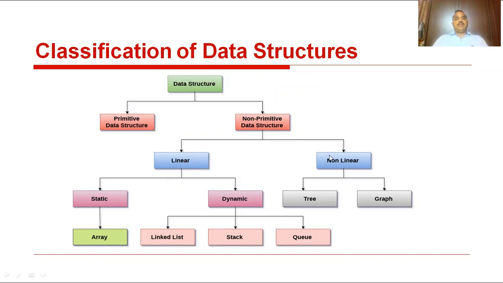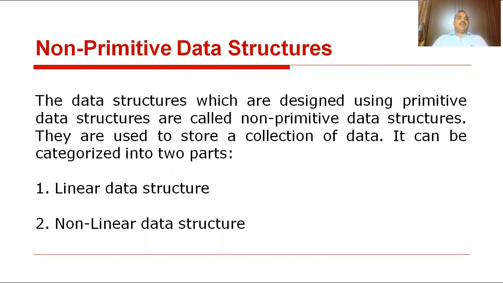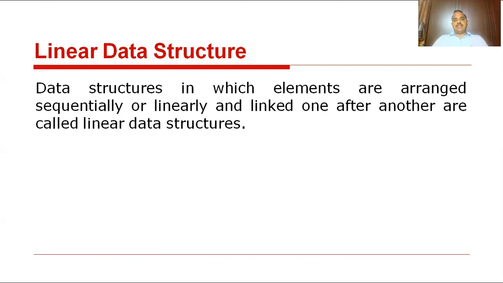So come to this side: non-primitive data structures, linear data structures, non-linear data structures. Linear data structures are arrays, linked lists, stacks, and queues. Then non-linear data structures are trees and graphs. Primitive data types are character, integer, float, and double. The non-primitive data structures have two types, linear and non-linear. Linear data structures means we can access or store elements in a linear order, linear fashion.